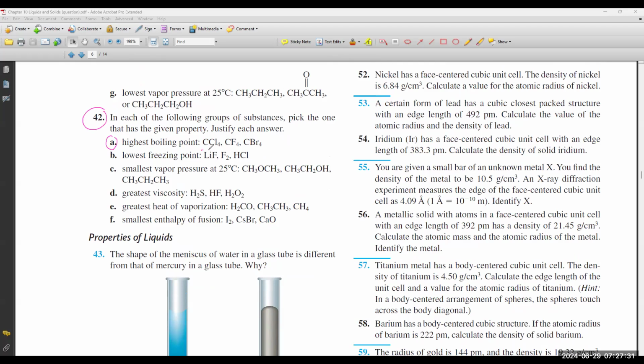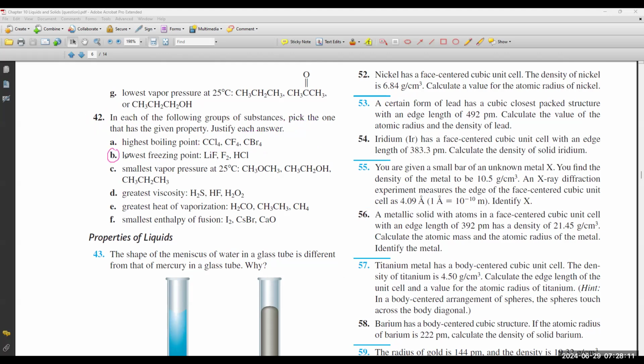Highest boiling point, which one? So first you identify. Are they polar, non-polar? What type of IMF? Depends on molar mass and size. Which one has the highest molar mass? CBr4. That's with the highest molar mass, bigger surface area. This one has the highest boiling point, right?